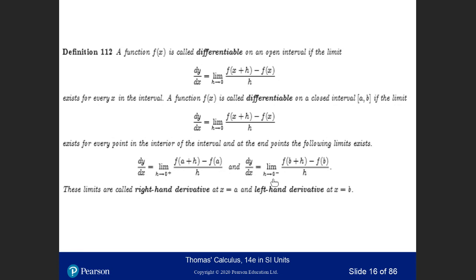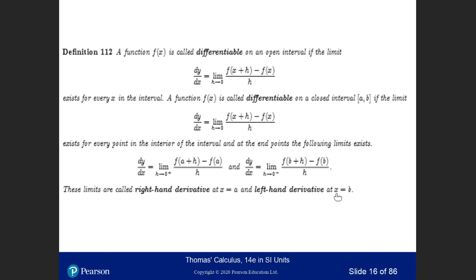Now, for b, you have to take the limit as h goes to 0 from the left-hand side, because on the right-hand side of b, the function is not defined. And so we call these the right-hand derivative at point a and the left-hand derivative at point b. So at the endpoints, you just have one-sided limits: right-hand derivative as you approach 0 from the right-hand side, and left-hand derivative as you approach 0 from the left-hand side.